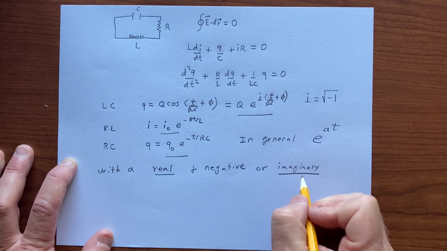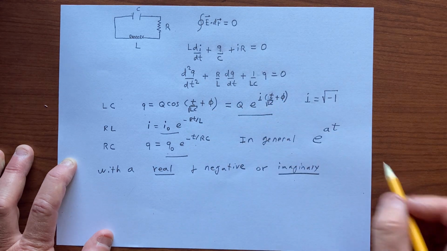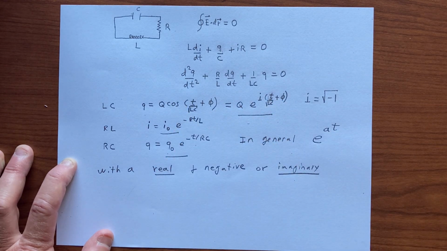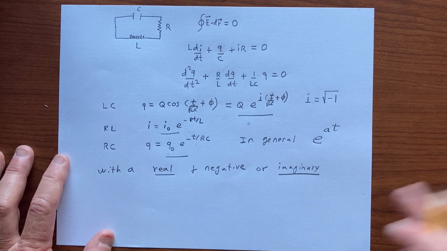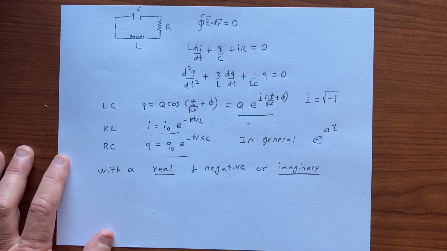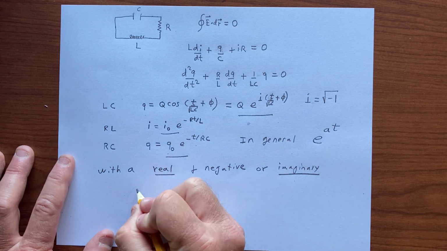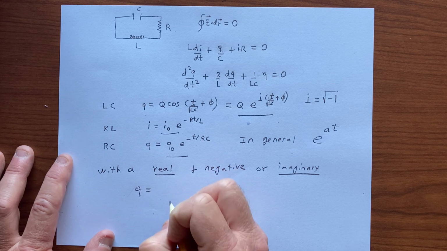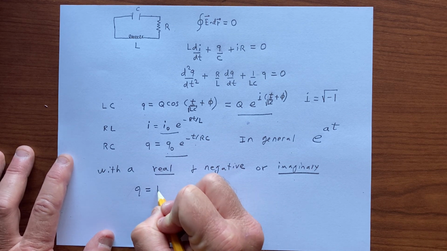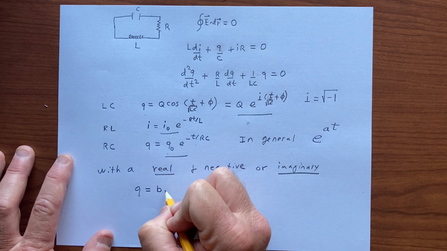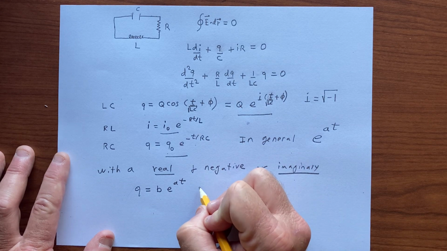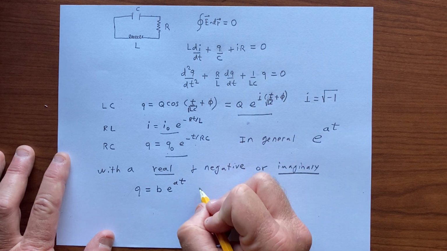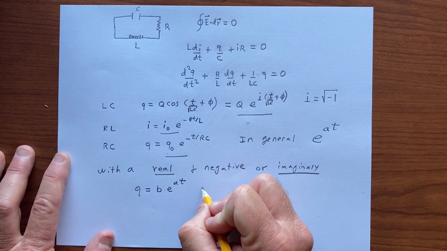Okay, when it's imaginary, then you get the sinusoidal behavior, right? Otherwise, you get the exponential decay behavior. So what we want to do next is to place this kind of solution. This is the general solution. It'll have some coefficient, call it b, that's really some charge, e to the a times t, into this equation, and see what constraints we get on a.